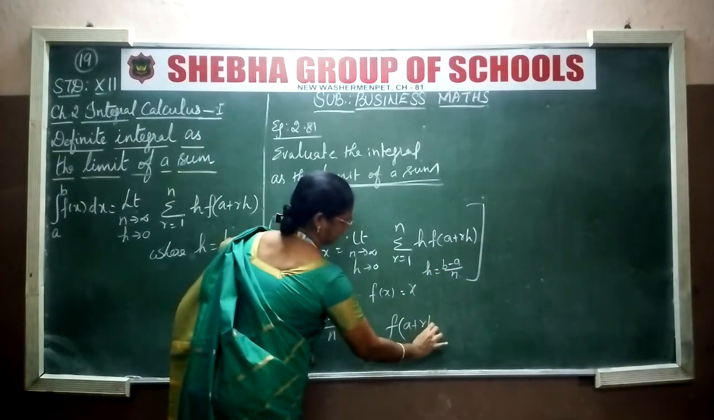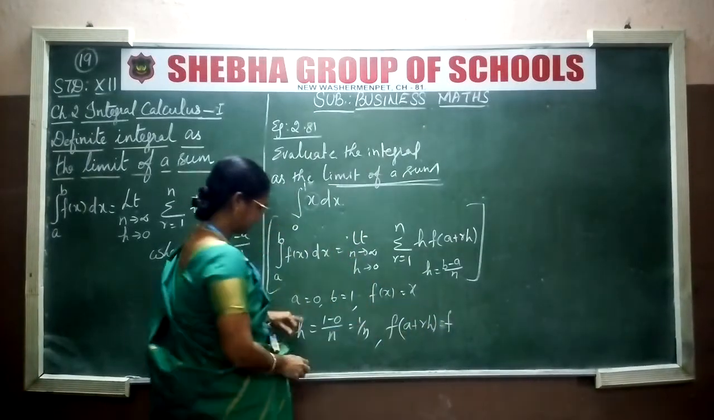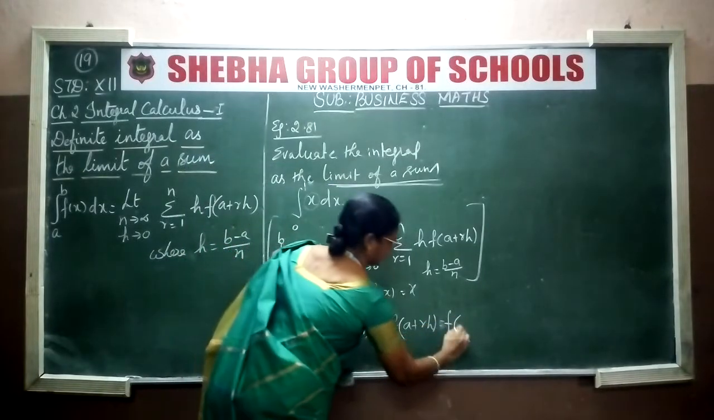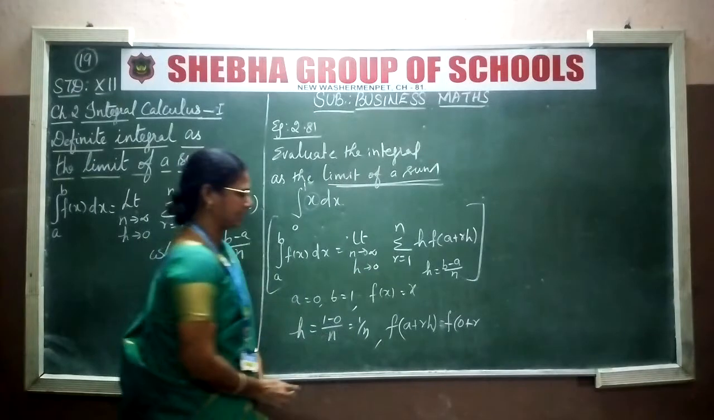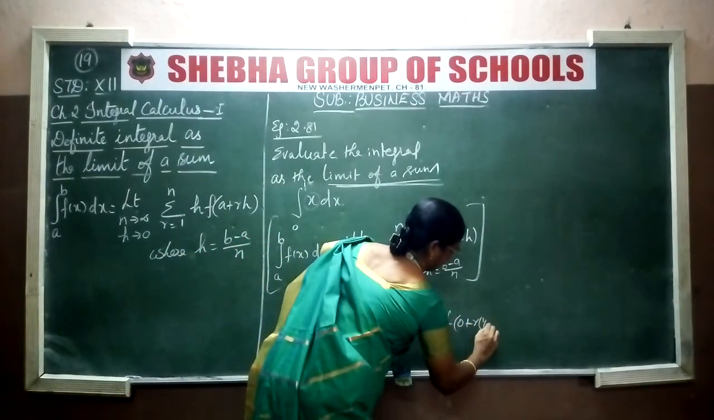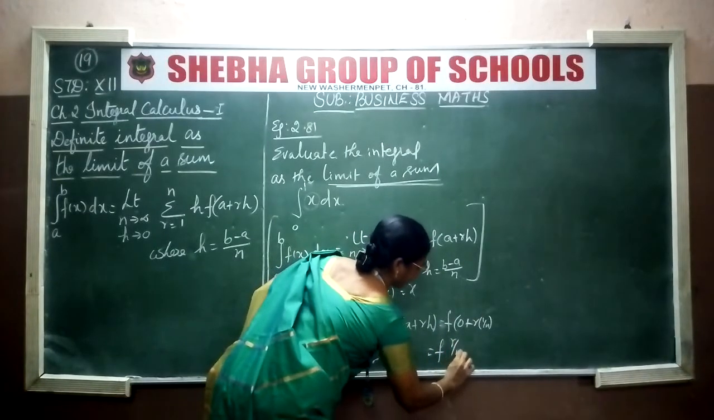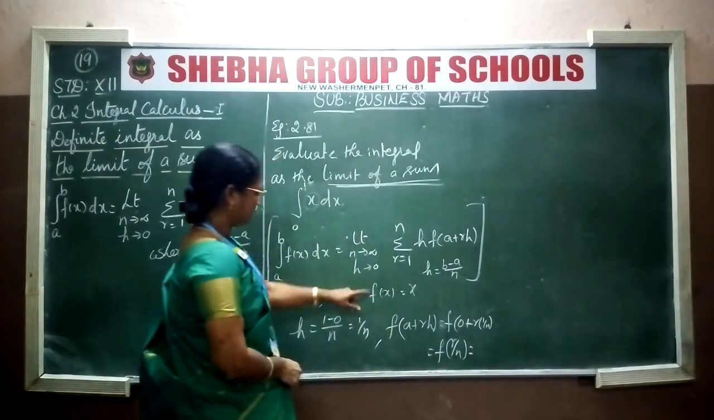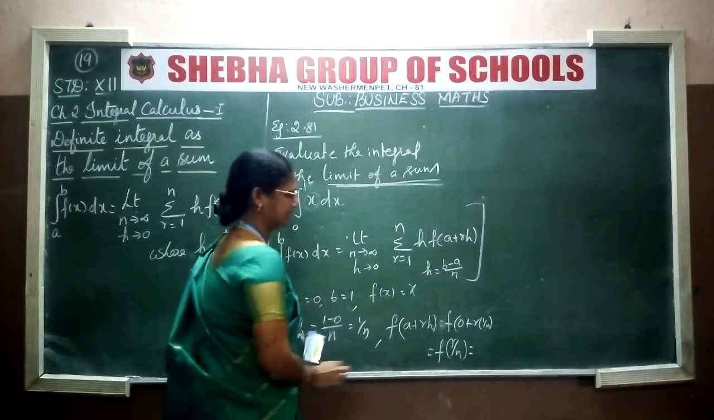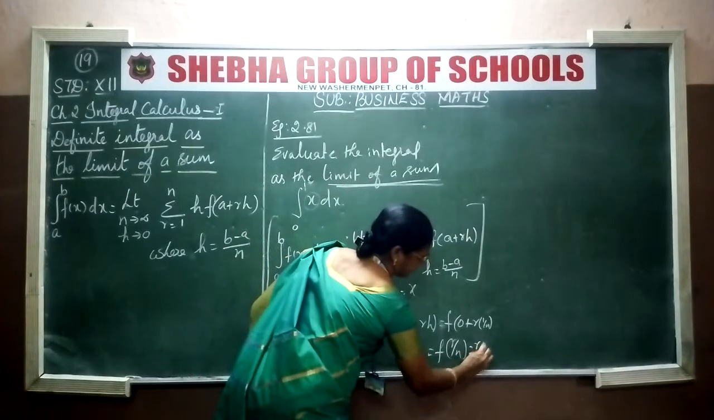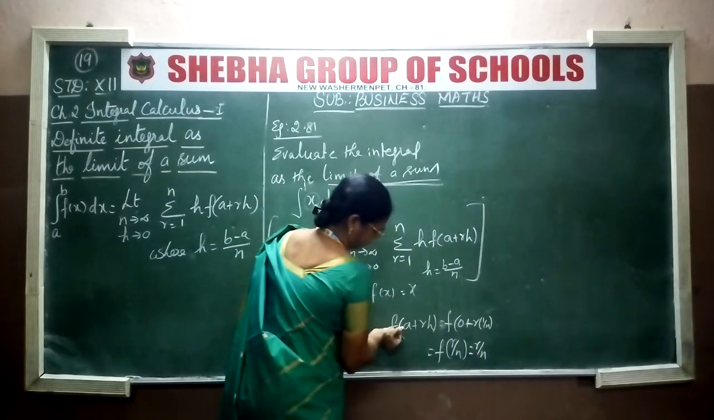And f of a plus rh. F of a plus rh, a is 0, plus r into h, h is 1 by n. So it is equal to f of r by n. F of x is x, so we treat r by n as x. We get x, x means r by n. So this is our f of a plus rh.